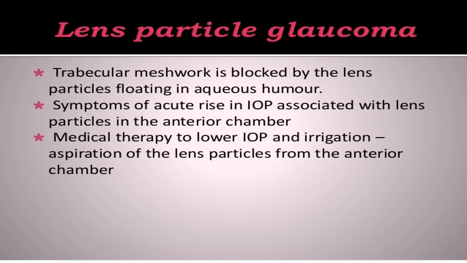In phacolytic, it is a protein part, whereas in lens particle, it is the lens particles itself. It is a lens protein itself. Sometimes during the surgery, if some parts of the lens remain, they will go and block your trabecular meshwork. So again, the symptoms are the same as acute congestive glaucoma, and you have to lower the IOP and irrigate and aspirate whatever lens particles are there.